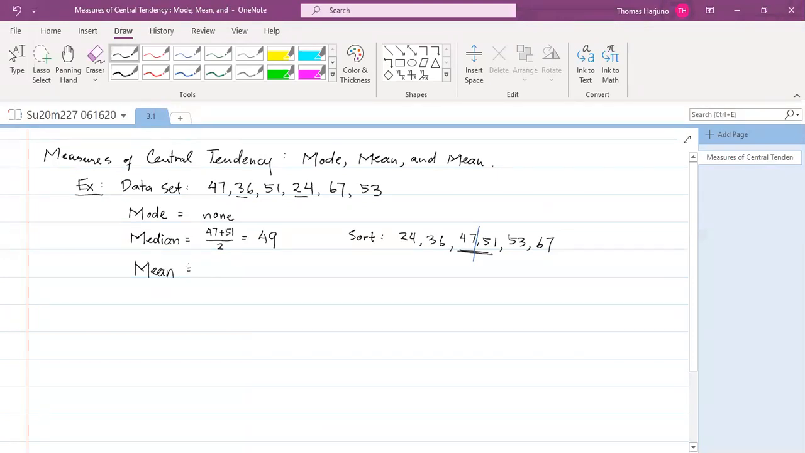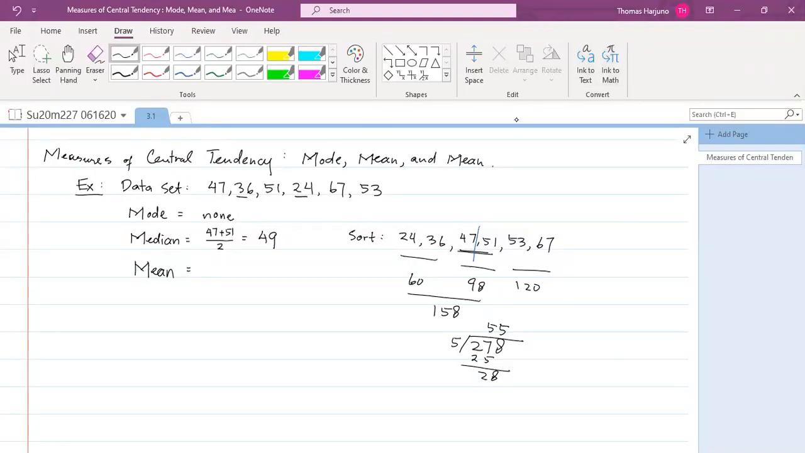As for the mean, we take the sum of all. Let me do it by hand. So this is 60, this is 98, this is 120. If I add this, 158, so 278 divided by 5. You can just use a calculator, by the way. Somebody help me. Divided by 6, thank you. I forgot there are 6 data here. Divided by 6.